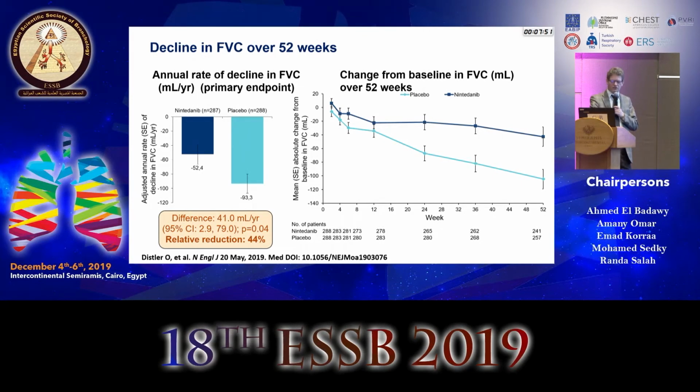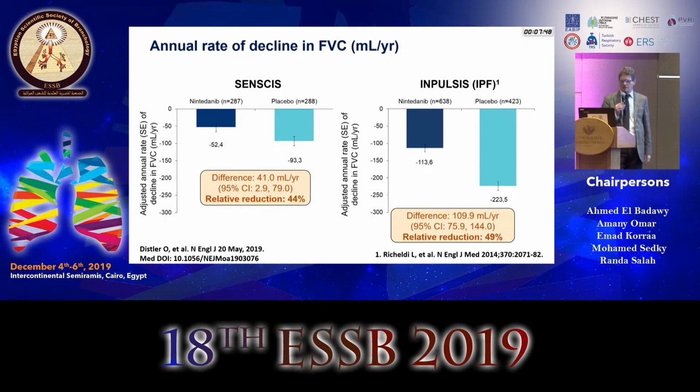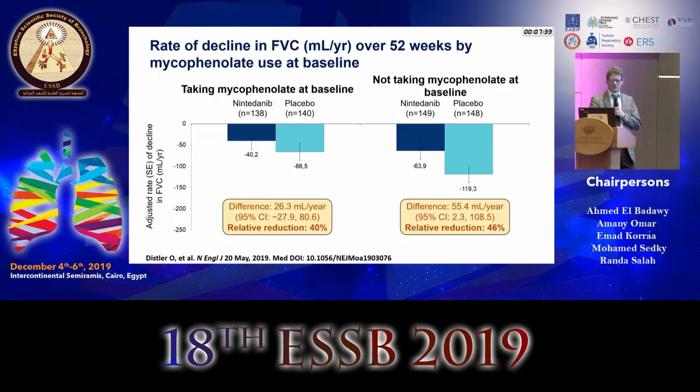About 40 to 50%. And here you have the comparison in the SENSCIS study for the patients with systemic sclerosis compared with the INPULSIS for the IPF. About the same rate of decrease in lung function. And this was independent of whether these patients were on an immunosuppressive therapy with mycophenolate or not. Both groups of patients did have a benefit of the therapy, showing that probably not the immunosuppressive therapy, but the antifibrotic therapy is what was having the action in them.